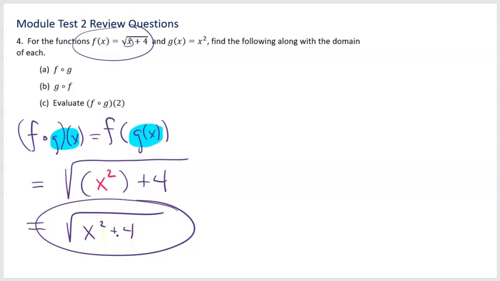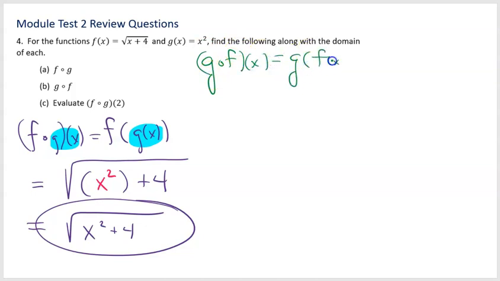Now, let's work backwards. I'm supposed to find g composite f of x for part B. So let's do that in green. So g composite f of x, by definition, is g of f of x. So what am I supposed to do? I'm supposed to write the g function down, x squared, and put parentheses everywhere there's an x. If it's just x squared, that's going to be parentheses squared. What goes inside? The second function listed, which is the f function, the whole thing. So that's going to be the square root of x plus 4 that fits in those parentheses.